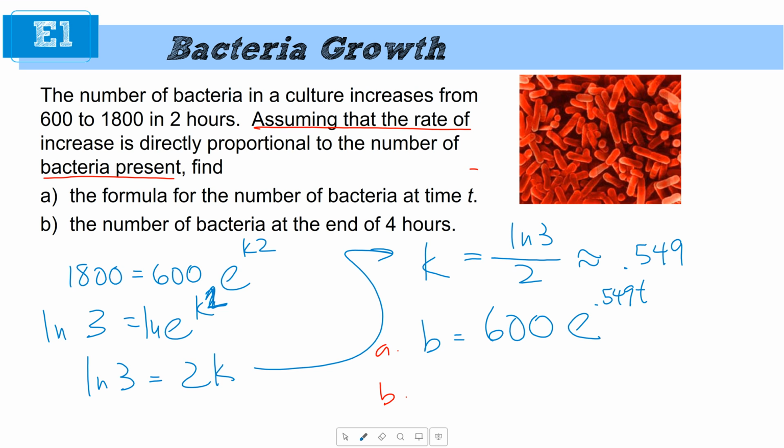Plug 4 in for T. Make sure you use parentheses. You got an answer, Adrian? 5,400. Do they agree? Yeah. Okay. It's a word problem. 5,400 what?